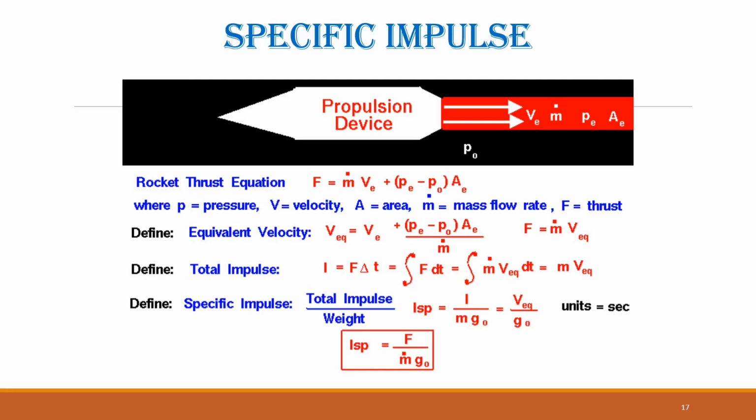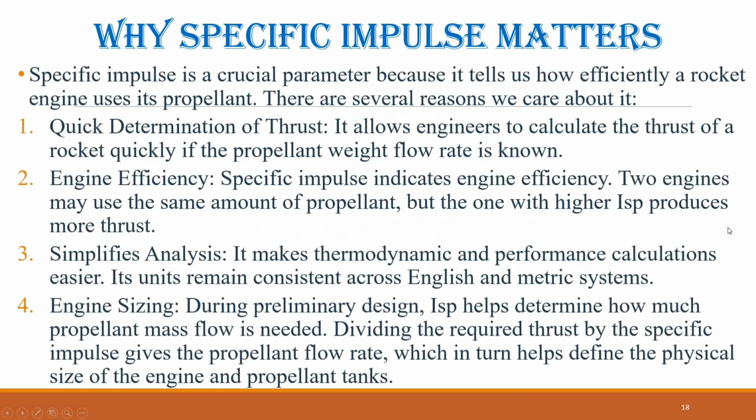Using the thrust form of V equivalent, the specific impulse can also be written as: specific impulse equals thrust divided by the product of mass flow rate and standard gravity. Why specific impulse matters? Specific impulse is a crucial parameter because it tells us how efficiently a rocket engine uses its propellant. There are several reasons we care about it.